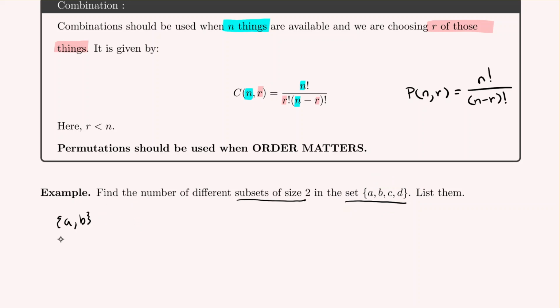So I'm going to list out all the subsets in a systematic way, all the subsets that started with A, AB, AC, AD.